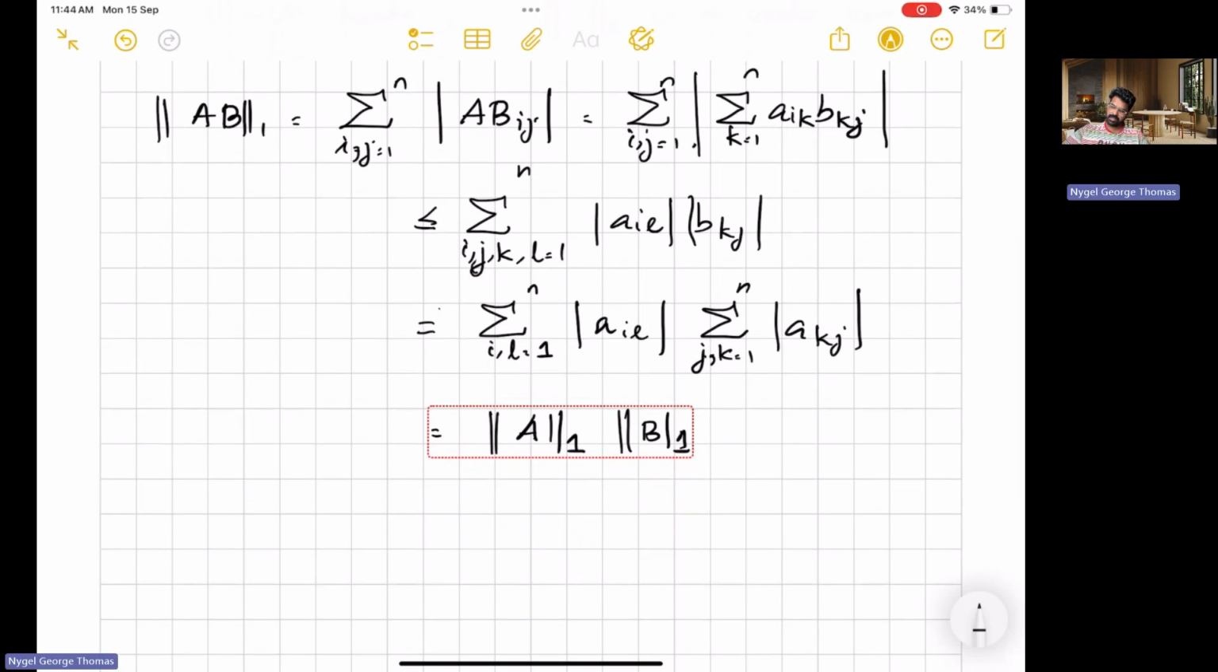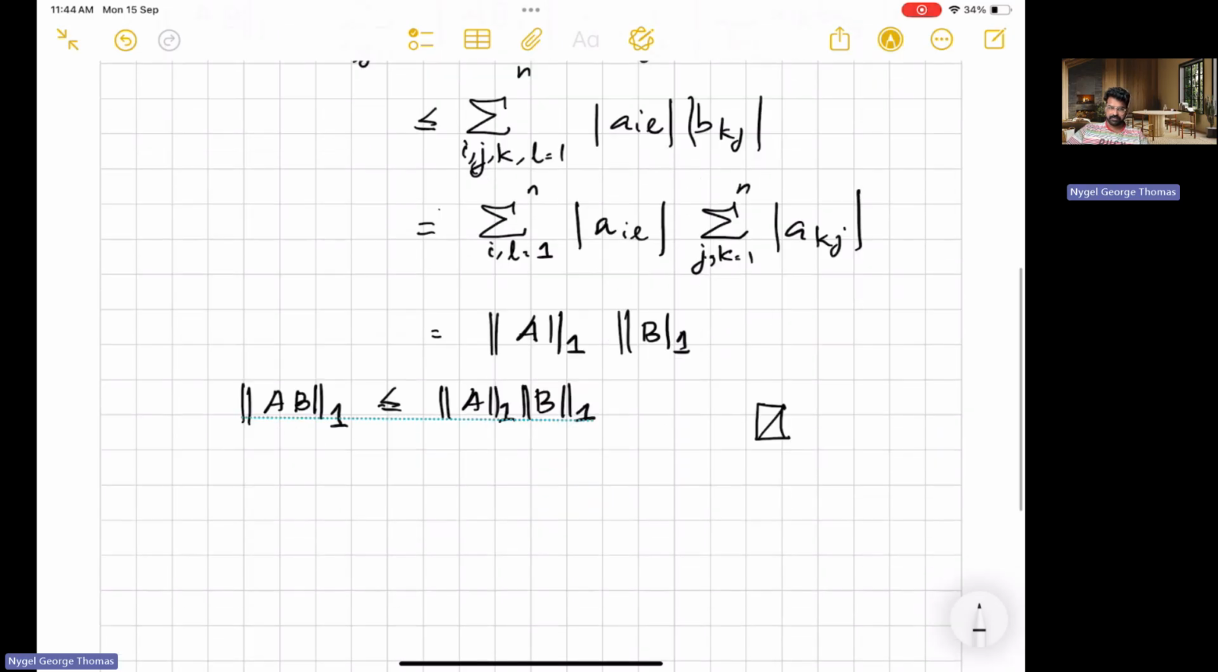So we can prove that the L1 norm of AB is less than or equal to the L1 norm of A times the L1 norm of B. So submultiplicativity holds, hence proved. This is a valid matrix norm.